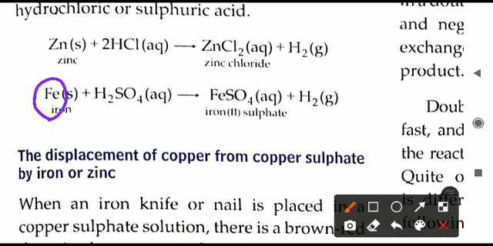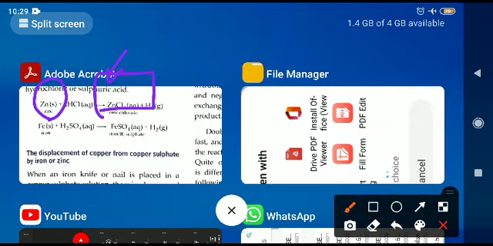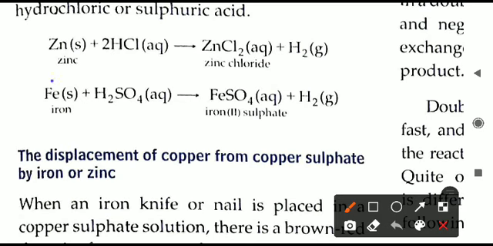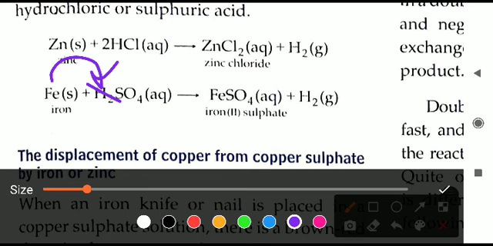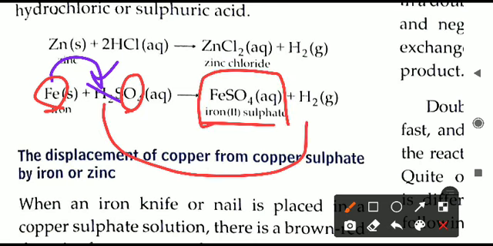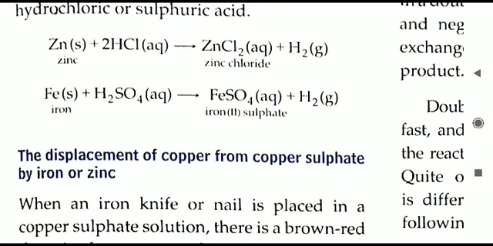Here again, iron and sulfuric acid. Sulfuric acid contains hydrogen, you can see here. So hydrogen is present there. That is why we can understand that iron will move towards this hydrogen and remove it. What is remaining now? Iron, and here SO4 sulfate. So it will form iron sulfate, and hydrogen gas is separately evolved in the form of a gas.